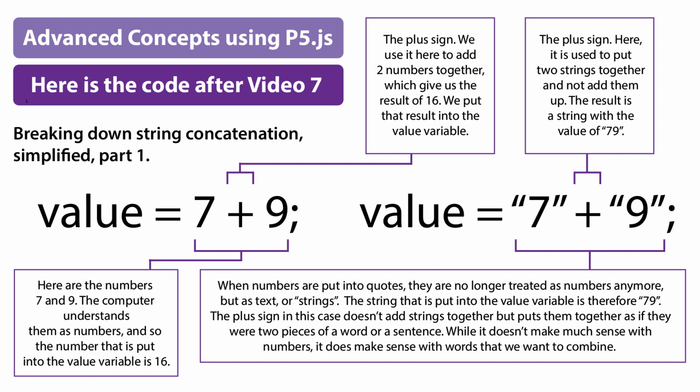Okay, so what happens is if we have the number 7 and we add it to the number 9, then 7 plus 9 is 16, and we're going to put 16 into the value variable. But if we have strings, the string of 7 and the string of 9, they're not numbers anymore, they're treated as text. So if we have two different strings that are added together, the plus sign won't treat them as numbers, it will concatenate them. So the string of 7 plus the string of 9 will give us the string of 79, and the string of 79 is what will go into the value variable.